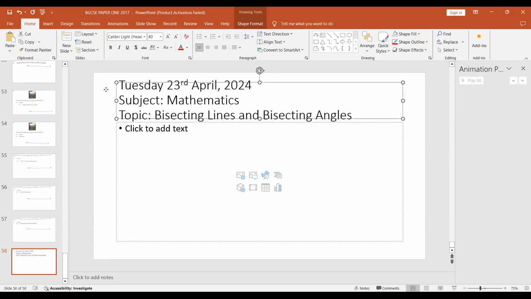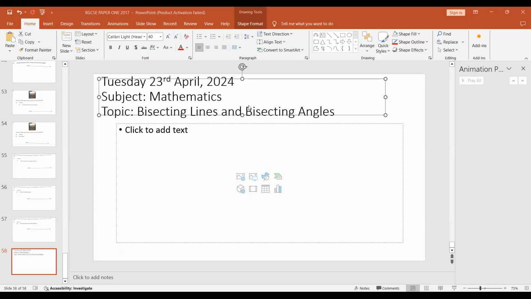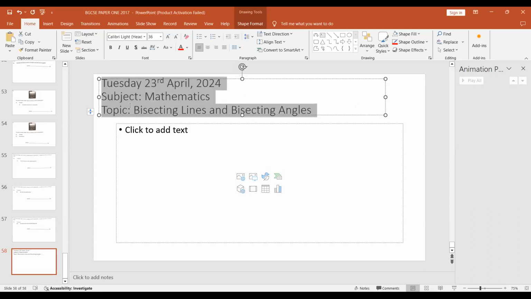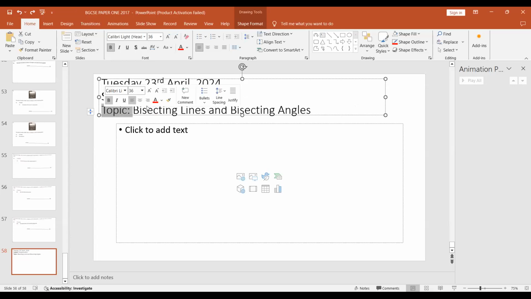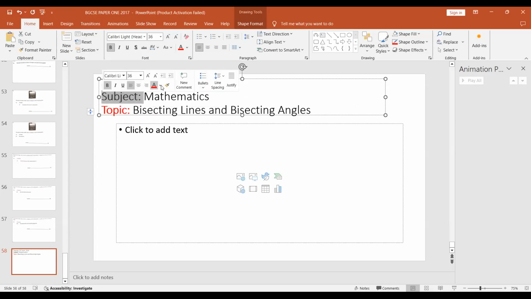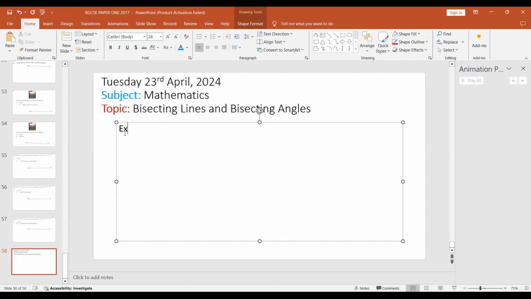But before we get into the bisecting, I want us to review what we did yesterday just to get some more practice on that. But we definitely have to get into bisecting lines and angles. All right, so let's go on to the examples. Example number 1, and this is review from yesterday.